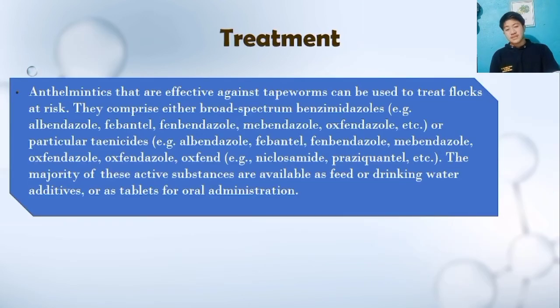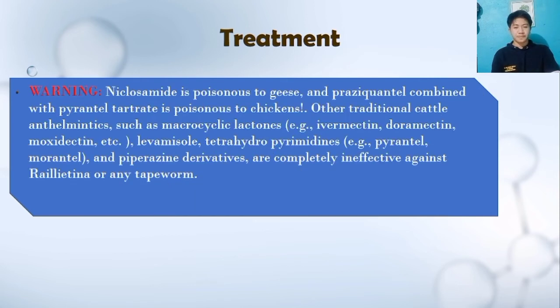Treatment. Anthelmintics that are effective against tapeworms can be used to treat flocks at risk. They comprise either broad-spectrum benzimidazoles, for example albendazole, febantel, and fenbendazole, or particular taenicides. The majority of these active substances are available as feed or drinking water additives or as tablets for oral administration.